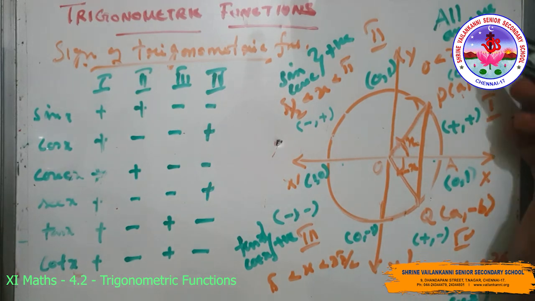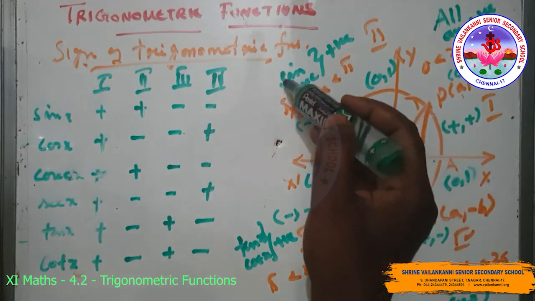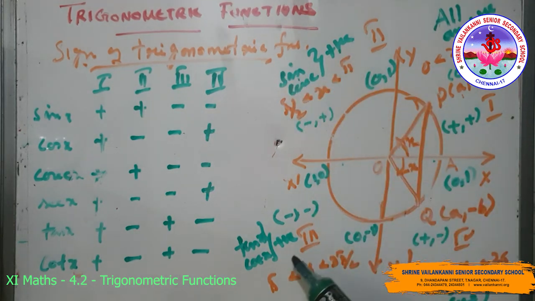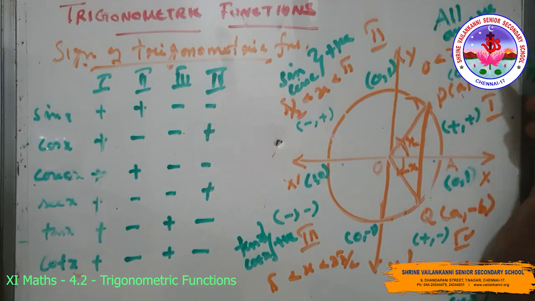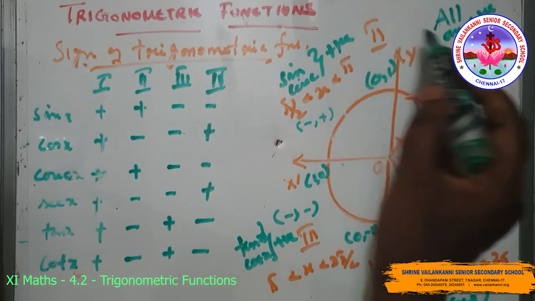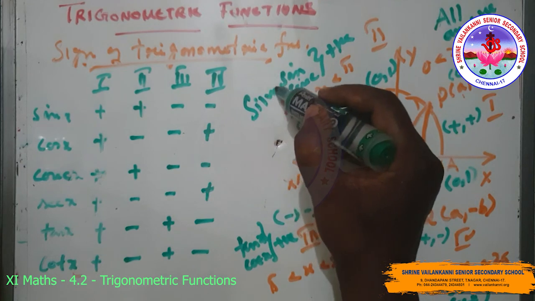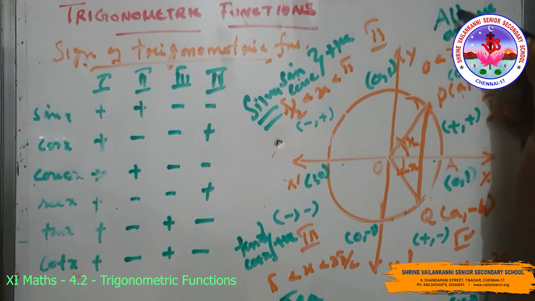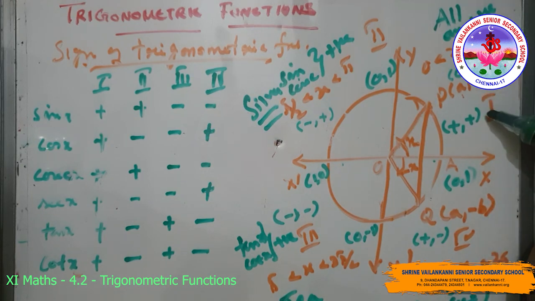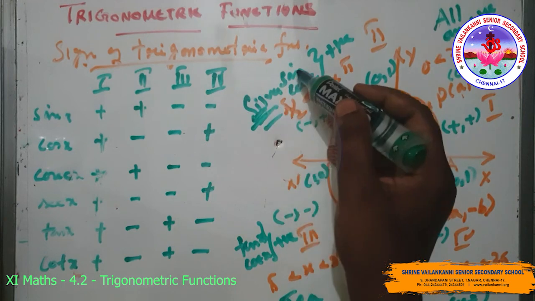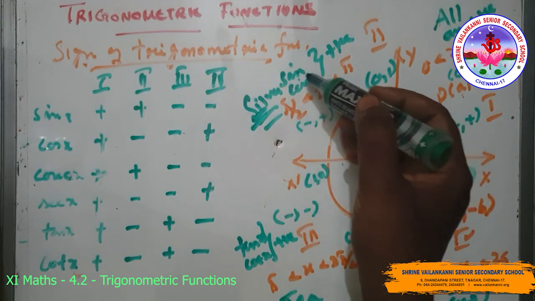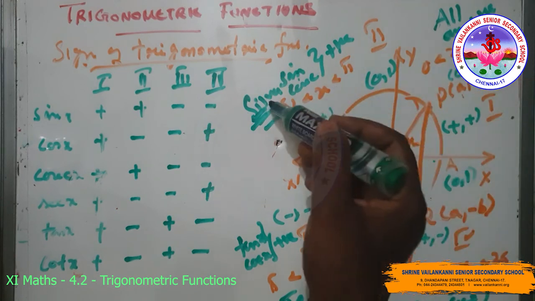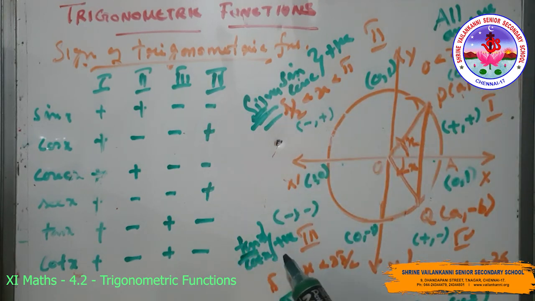Here in the first quadrant all are positive. In the second quadrant, sin and cosecant are positive. In the third quadrant tan and cot are positive. In the fourth quadrant cos and secant are positive. So in short we can remember it as: all silver tea cups. Here all means all the trigonometric functions are positive. S in silver stands for sine, and the reciprocal of sine is cosecant, so only sine and cosecant are positive.